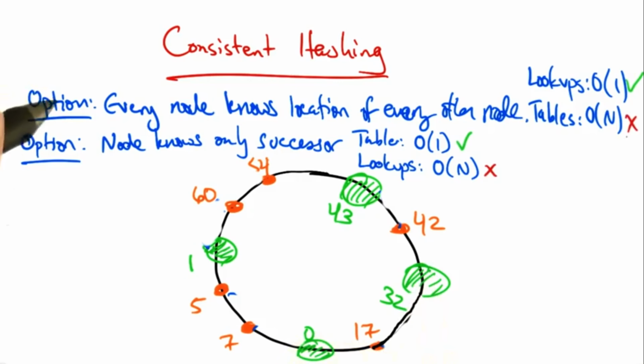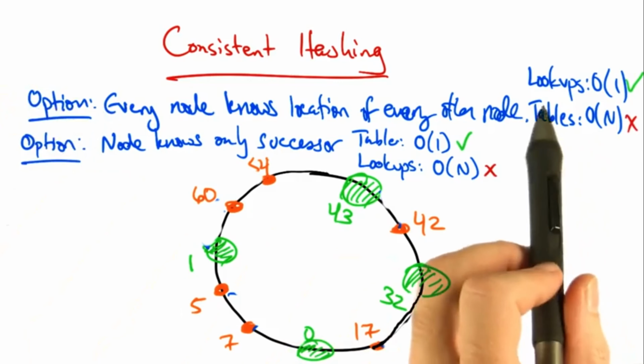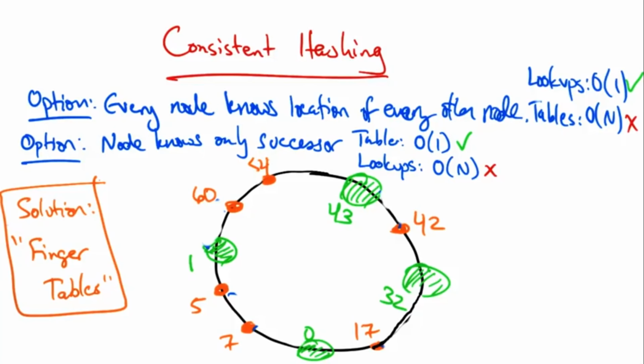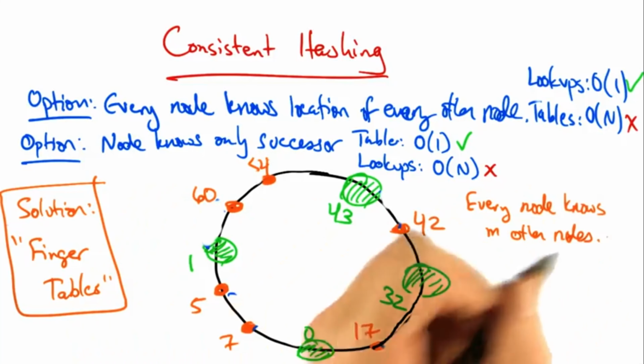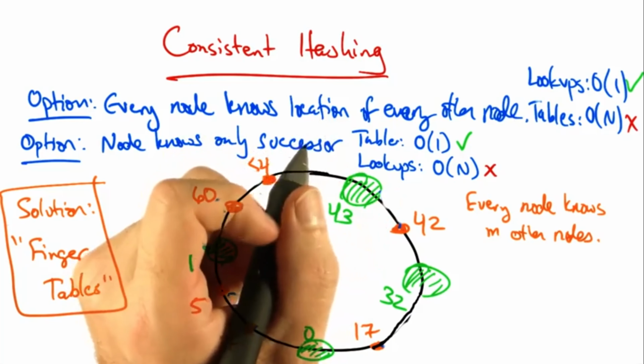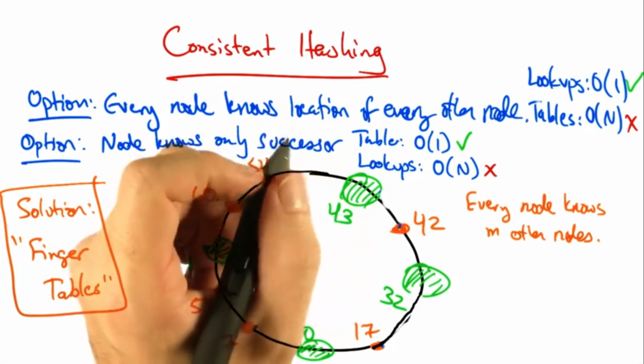So in summary, if every node knows the location of every other node, then lookups have good performance at the expense of larger tables. If every node only knows its successor, then routing tables can be small, but every lookup operation is order n. A solution that provides the best of both worlds is called finger tables, where every node knows m other nodes in the ring, and the distance of the nodes that it knows increases exponentially.